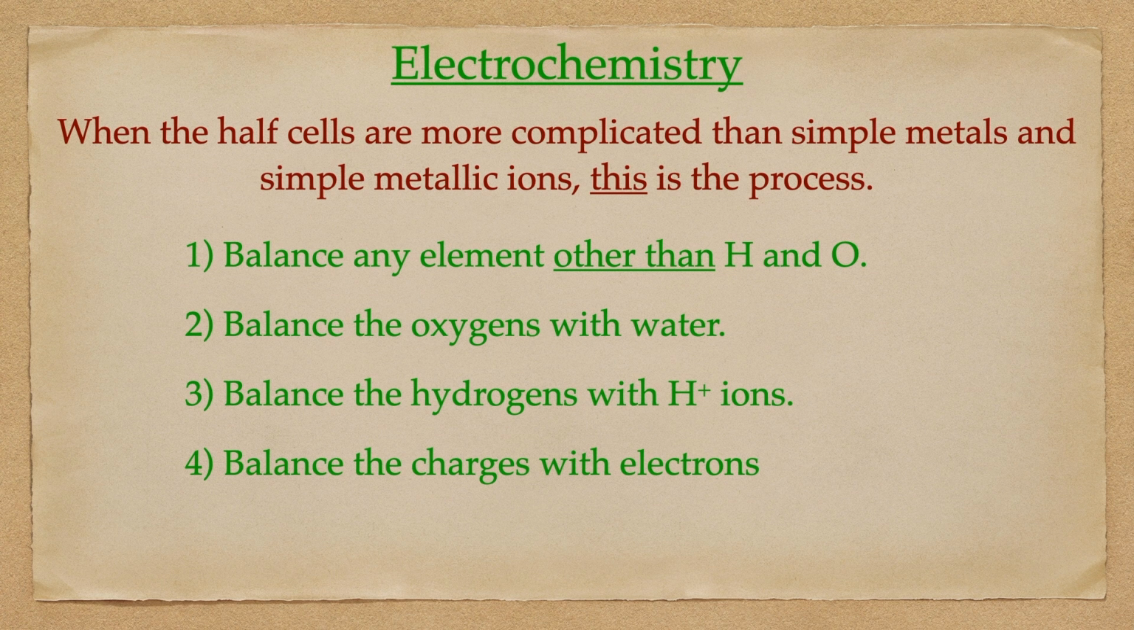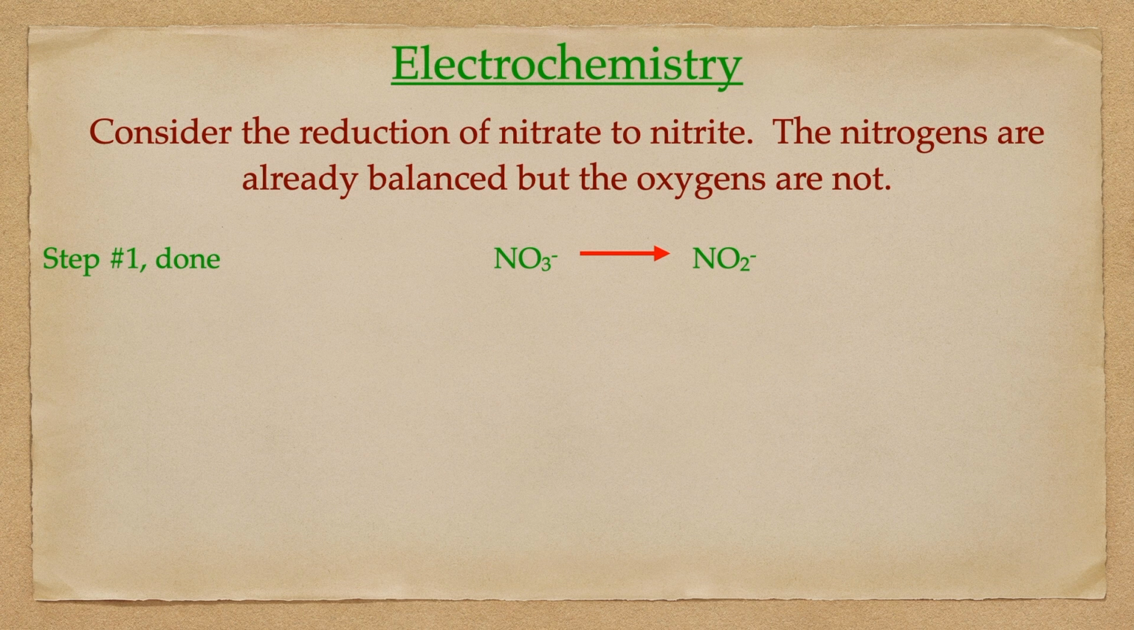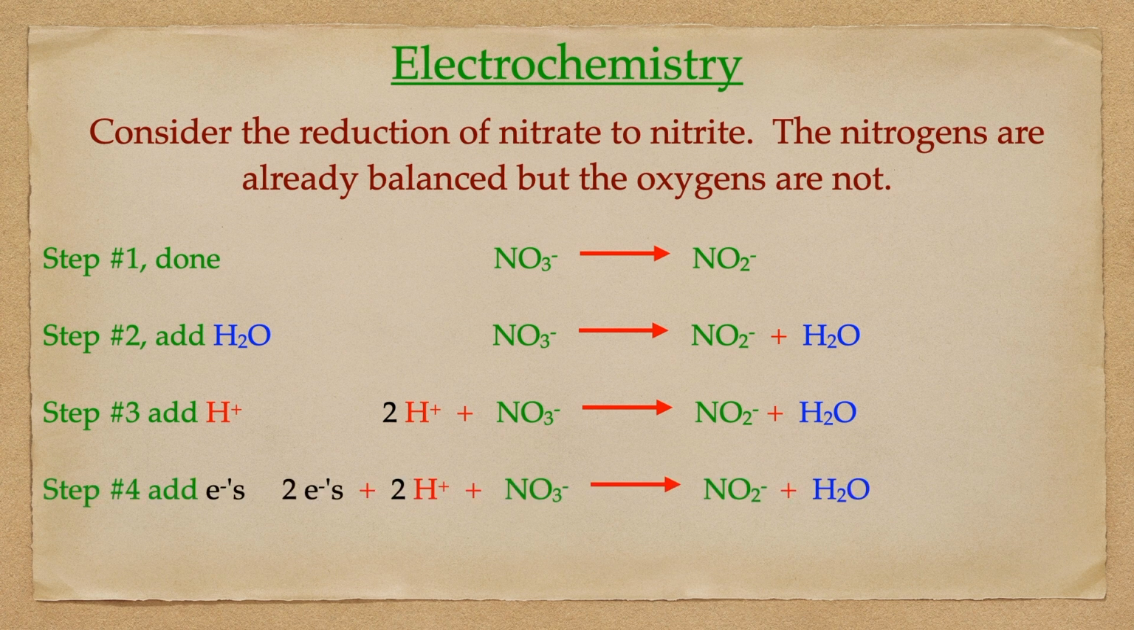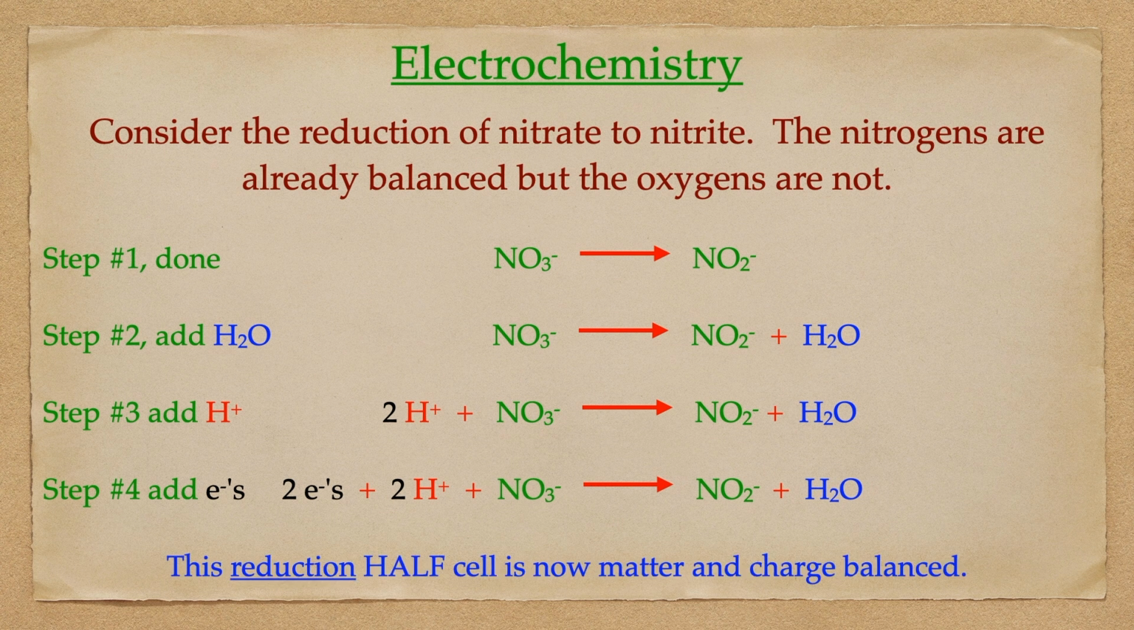For our first example, consider the reaction of nitrate to nitrite. This is the reduction. The nitrogens are already balanced, but the oxygens, of course, are not. So add 1 water to the product side. My oxygens are now balanced. Next, add 2 hydrogen ions to the reactant side to balance out the hydrogens from the water. Finally, step 4, add 2 electrons to the reactant side, so both sides of the equation now have a net -1 charge. This reduction reaction is now both matter and charge balanced, but it's only half.